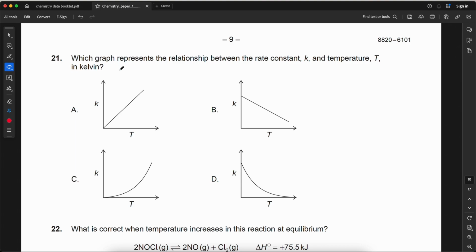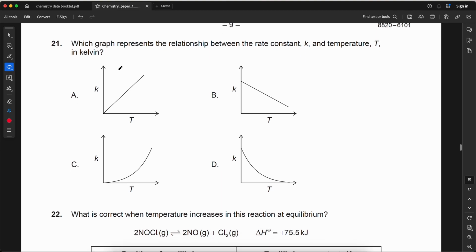Which graphs represent the relationship between the rate constant K and temperature T in Kelvin? The answer is C. A would be first order, but it's not K, it's rate. For B, this is zero order, but this should be concentration. And for D, this is first order and should be concentration as well.